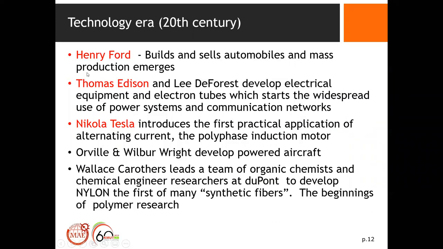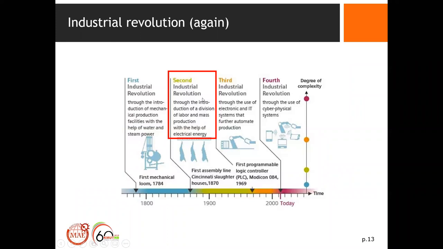And Henry Ford built and sold automobiles, and mass production emerged in that period of time. Right, Thomas Edison, a good inventor, produced the electric bulb, right? And Nikola Tesla also proposed the alternating current machine. And this brings us to the second industrial revolution.